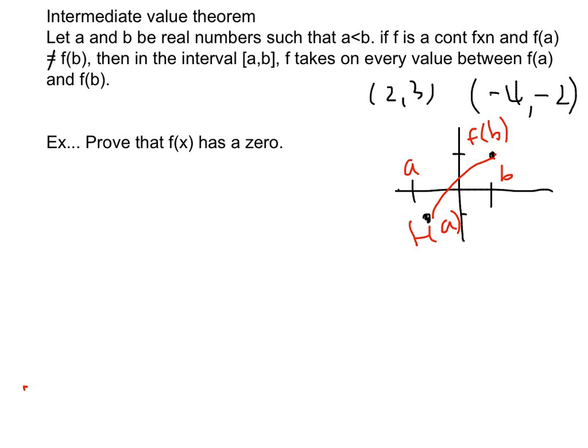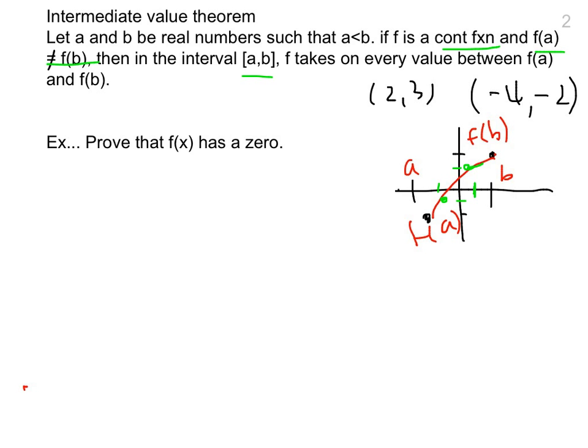So since we've satisfied that it's a continuous function and that our y values are not equal to each other, then that means within our interval a to b, so our x values, let's say something over here, f will give me a y value for that corresponding x value. So there exists a point right there. Same thing with this, there's an x value there, therefore there exists a y value on this curve.